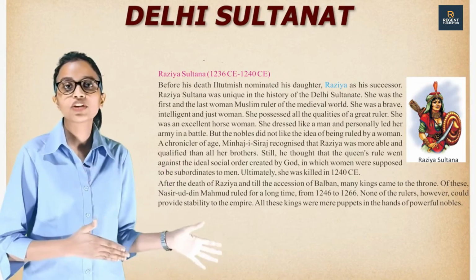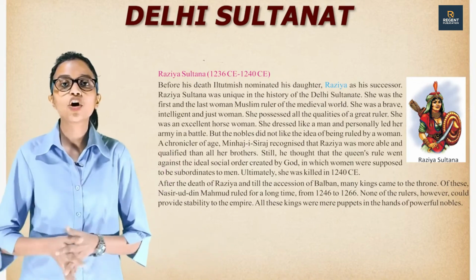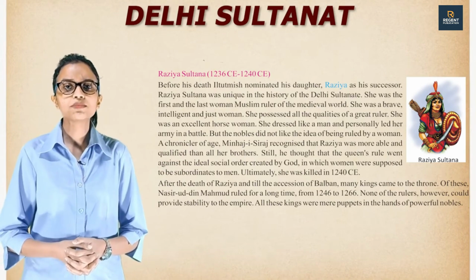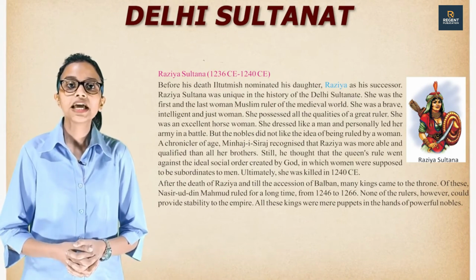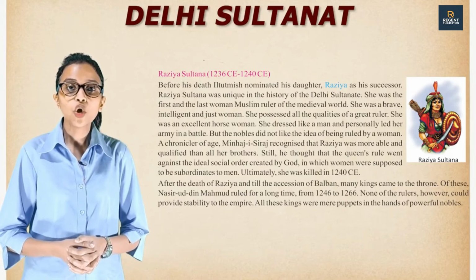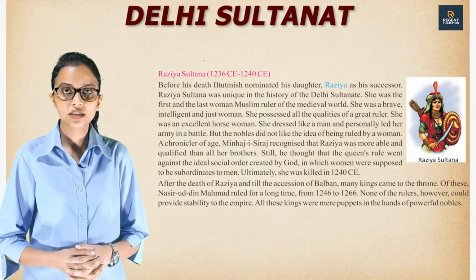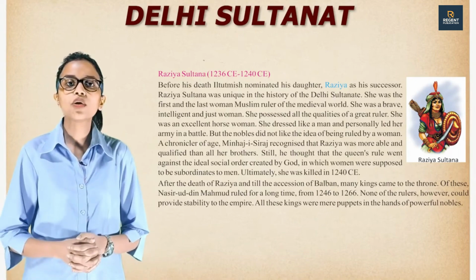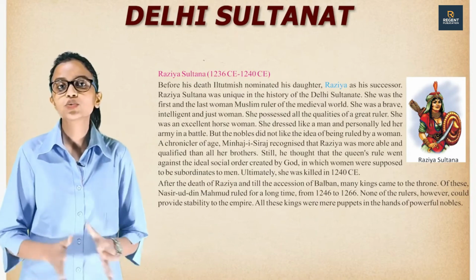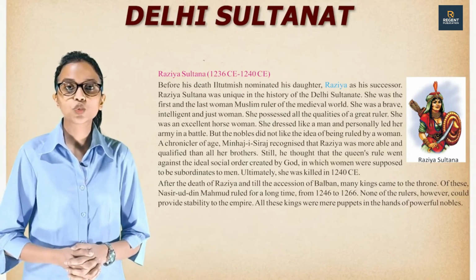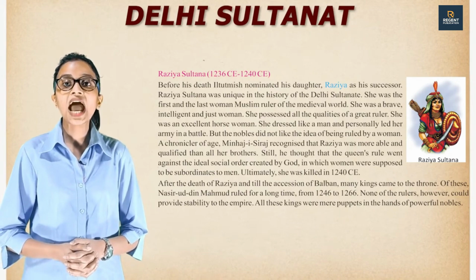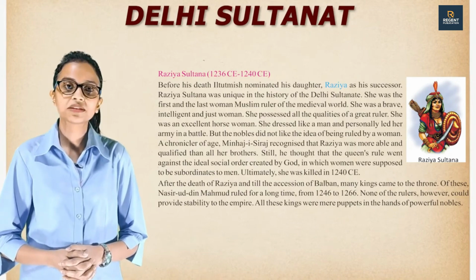After the death of Razia, until the accession of Balban, many kings came to the throne. Of these, Nasiruddin Mahmud ruled for a long time, from 1246 to 1266. None of the rulers, however, could provide stability to the empire. All these kings were mere puppets in the hands of powerful nobles.